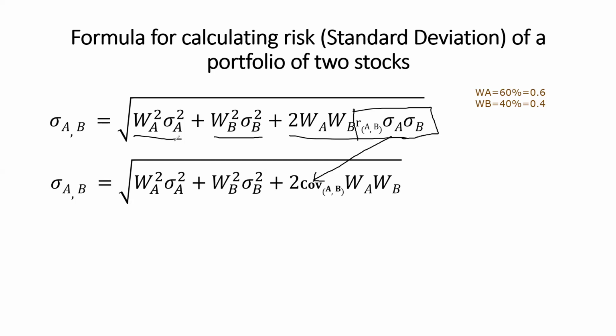So first two terms will remain as it is and only third term will be changed only to this extent. Are you getting it? Weightage of AB remains same, and for R into standard deviation of A into B, that would be replaced by the covariance.